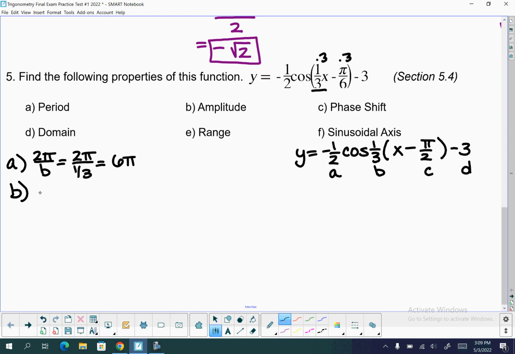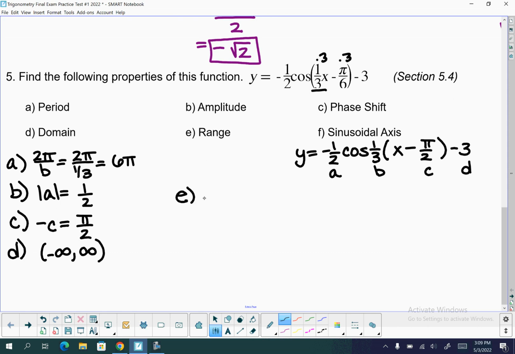B is my amplitude, that's the absolute value of A, so positive 1/2. C is my phase shift, that's the opposite of C, so that would be a positive pi over 2. D, your domain for these functions is always the same, all real numbers. E, your range for these functions is always the same, formula, I guess I should say.